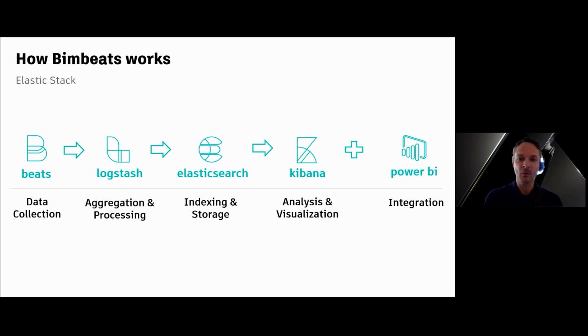Now, when we implemented this solution to start with, we were very familiar with using Power BI, and we were unfamiliar with Kibana. So what BIMbeats allows us to do is, through a REST API, call the Elastic instance, and then publish that to Power BI. So we had both options. We could use the Kibana interface, which was web-based, or we could feed that into Power BI.